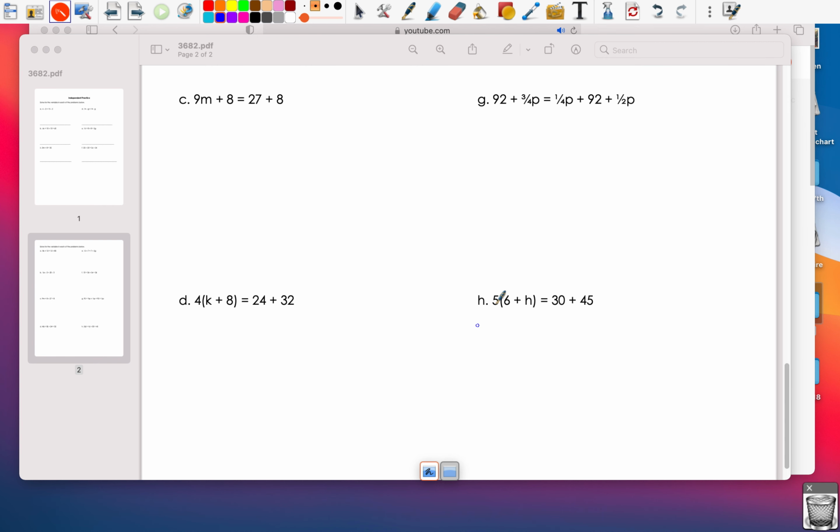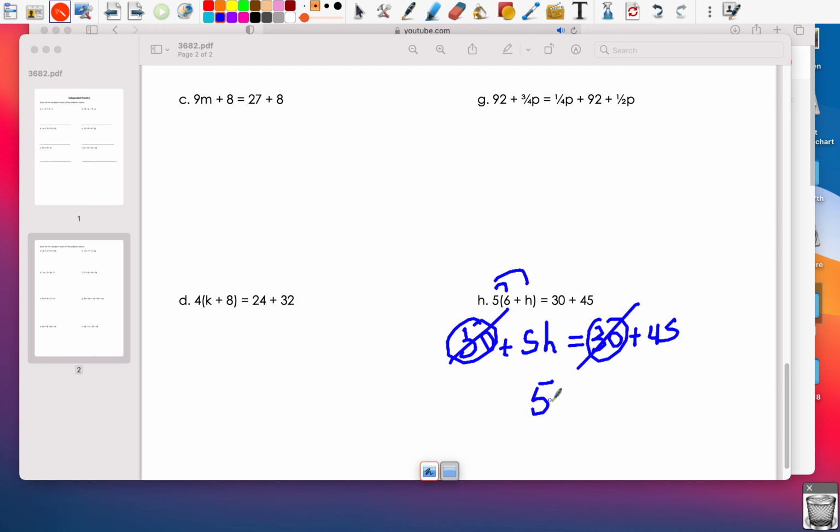Let me do this one at the bottom. So 5 times 6 is 30. 5 times h is 5h equals 30 plus 45. So we can throw this out and throw this out. So I'm left with 5 times h equals 45. So what number multiplied by 5 gives me 45? So h has to be what? Well, again, you can use a calculator. You can divide by 5. 45 divided by 5 and you get 9. So h is going to be 9.